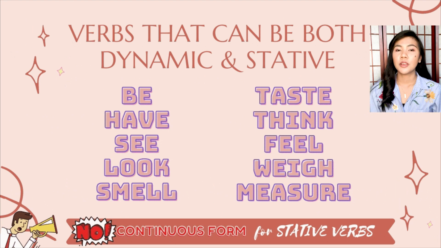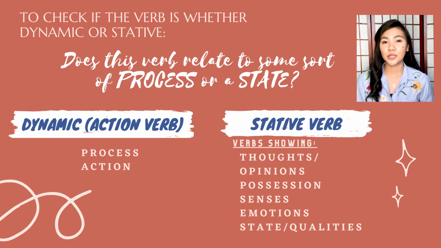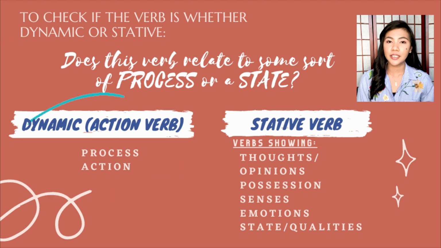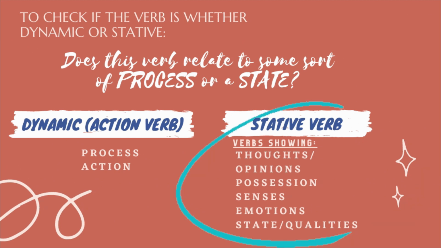verbs. If you're unsure whether the verb is dynamic or stative, ask yourself this question. Does this verb relate to some sort of process or a state? If it relates to a process or an action verb, then the verb is dynamic or action verb. If it refers to a state or condition or anything that falls into the 5 categories, then it is a stative verb.